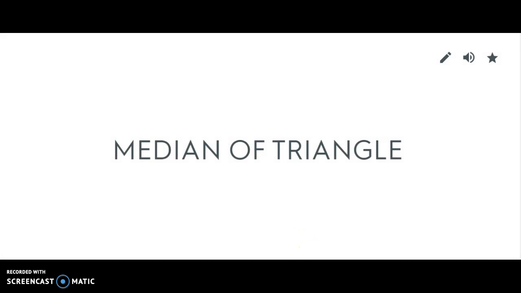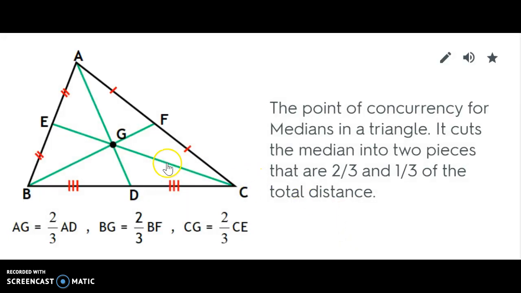When you have three medians of a triangle, they are concurrent, and their point of concurrency is called the centroid. So the centroid is where the three medians intersect. Centroids have a special rule, and what they do is they cut the median into thirds. So this little piece down here, G to D, is 1/3 of the whole thing, and then A to G is 2/3 of the whole thing.